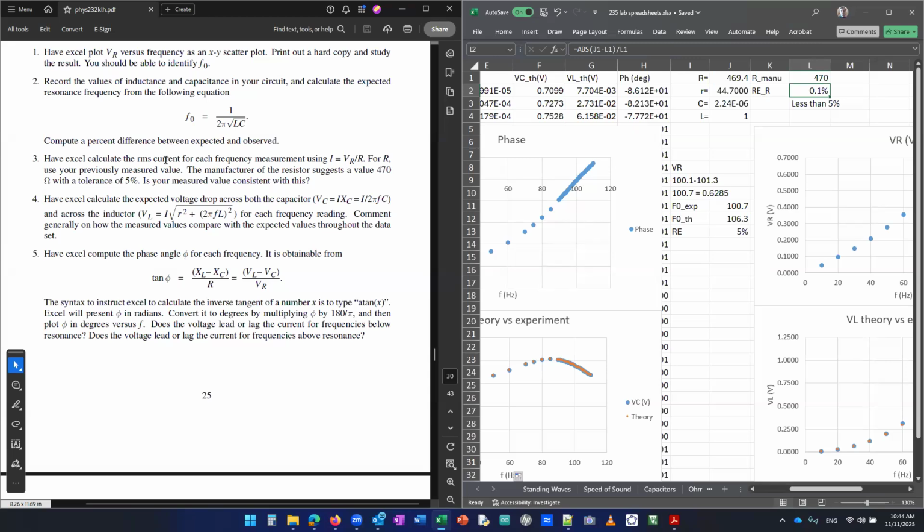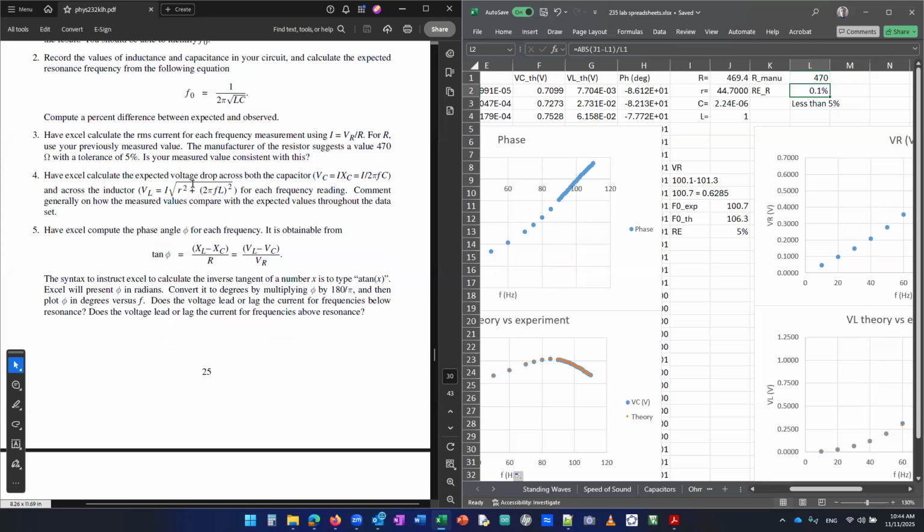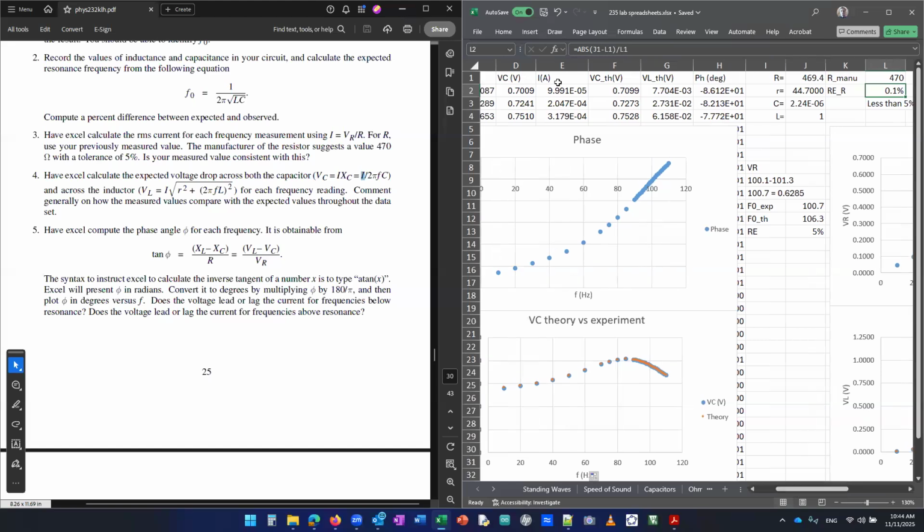Okay, so that's part 3 here. Part 4, we'll calculate more. We have Excel calculate the expected voltage drop across the capacitor. So let's take a look at it. The expected voltage drop, I had this VC theory here on the right side. And it's supposed to be calculated as the current, which I just calculated based on the resistor. So let's scroll to the left. The current that I calculated based on the resistor's voltage over resistance. So that's that current, and divide by 2 pi frequency and capacitance. The capacitance is this value. So let's see if that's the right combination.